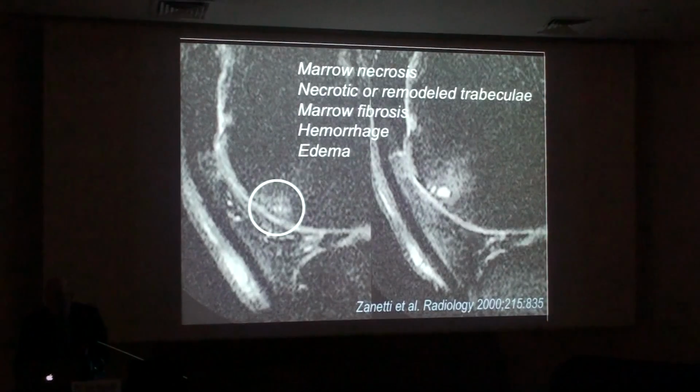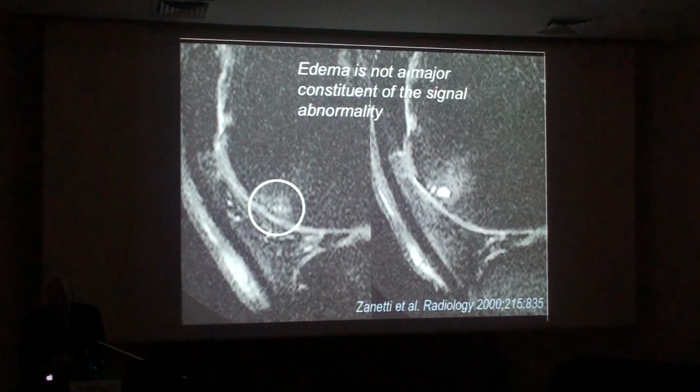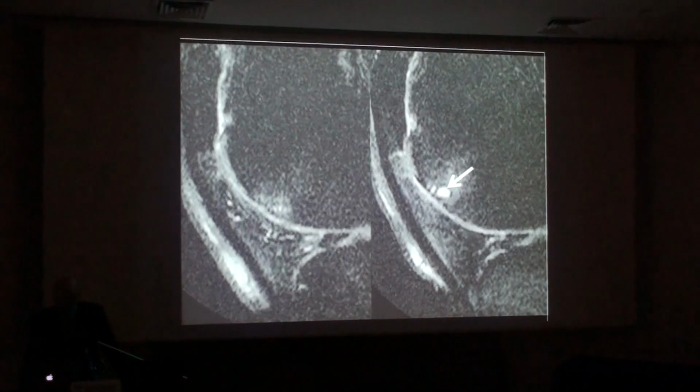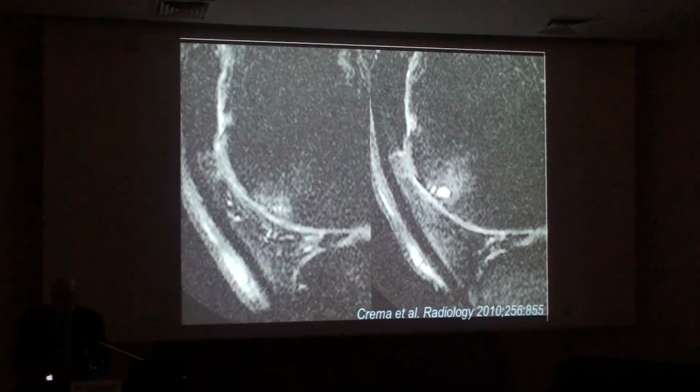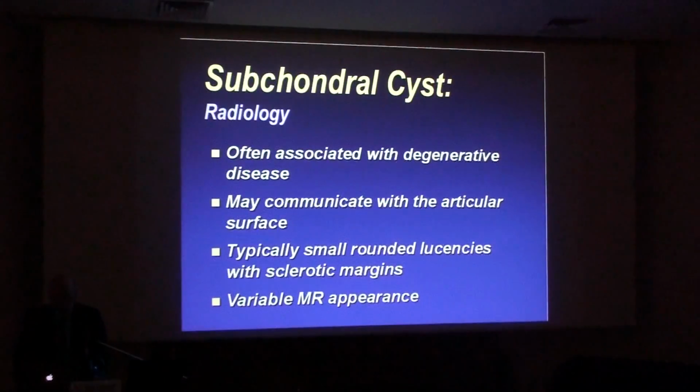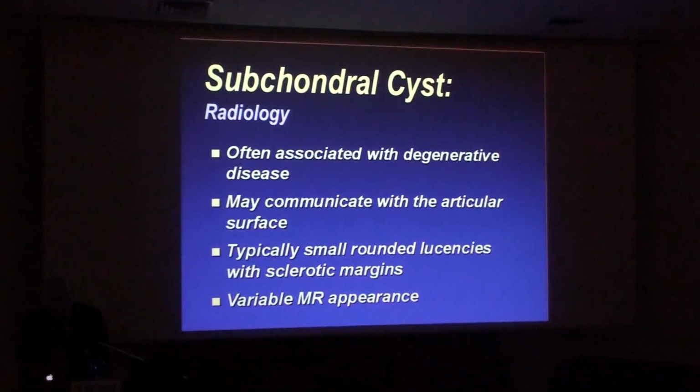Edema is only a small constituent and not the major cause of the abnormal signal intensity. Anyway, they did show over time that these areas, in this case at 30 months, did form these subchondral degenerative cysts. So really a nice study.